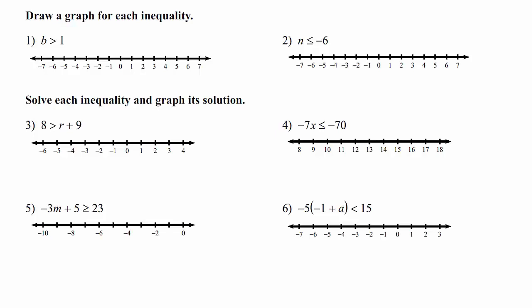If we look at number 1 and number 2, all we're asked to do is to draw a graph of the inequality. So the things that are important here is if it is equal to or not equal to. So 1 is not equal to because it doesn't have a line underneath the inequality, whereas 2 does have a line underneath the inequality, so 2 is equal to.